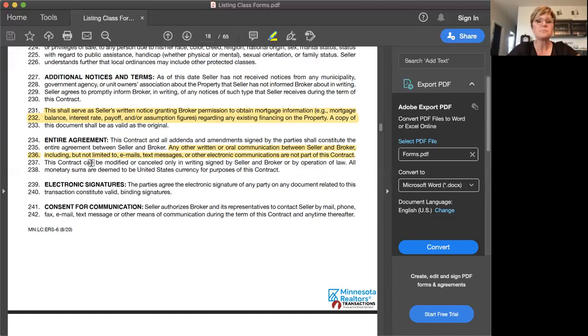Okay. Line 231, I think, gets skipped a lot. This is also important, because by signing this listing agreement, they're giving you written notice, giving you permission to obtain any mortgage information, balance, interest rate, payoff, or whatever, so that you understand the full scope of the situation. Okay.